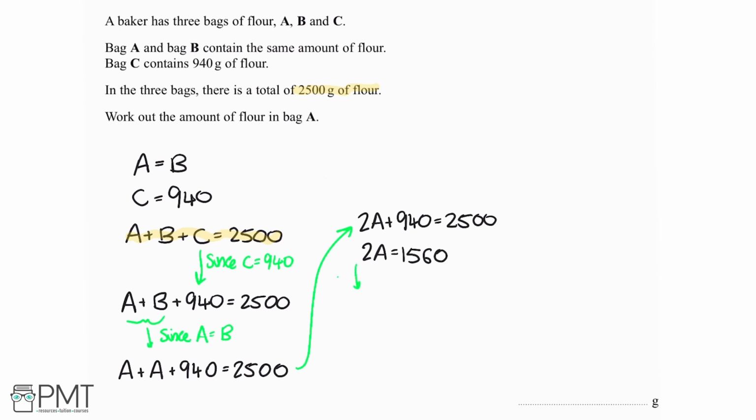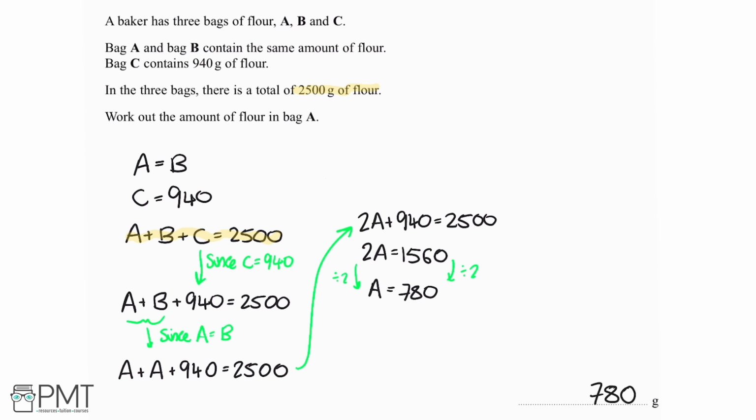So if I divide this side by 2 and this side as well, we're going to be left with A by itself on the left hand side, which is what we want, and 780 on the right hand side. And now we're done, we've worked out what the value of A is. So our answer is 780 grams.